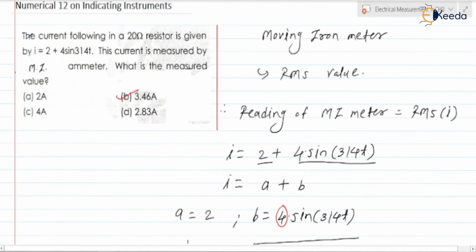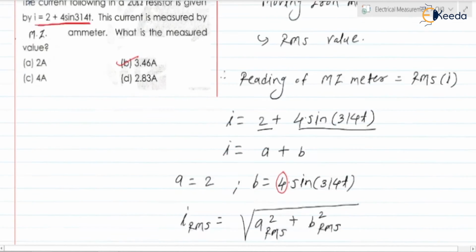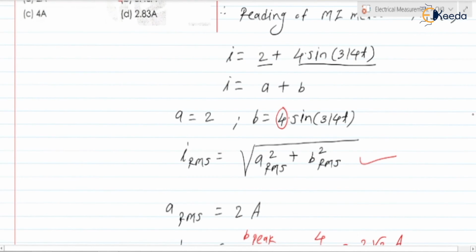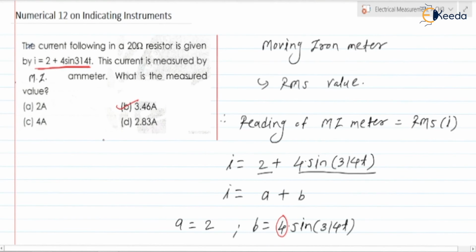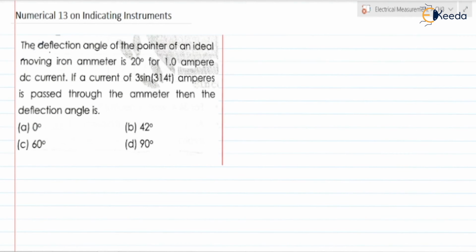Always keep in mind while finding the RMS value of a complex term, that is nothing but one is the constant, second one is the trigonometric, sinusoidal, then in that case we need to find the IRMS in this way. So the correct option is option B. This is about numerical number 12. We are going to discuss numerical number 13. Let us read the numerical.